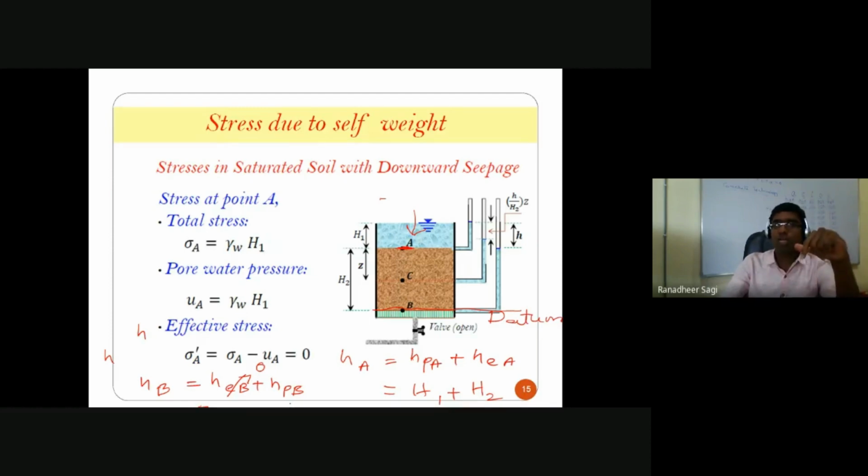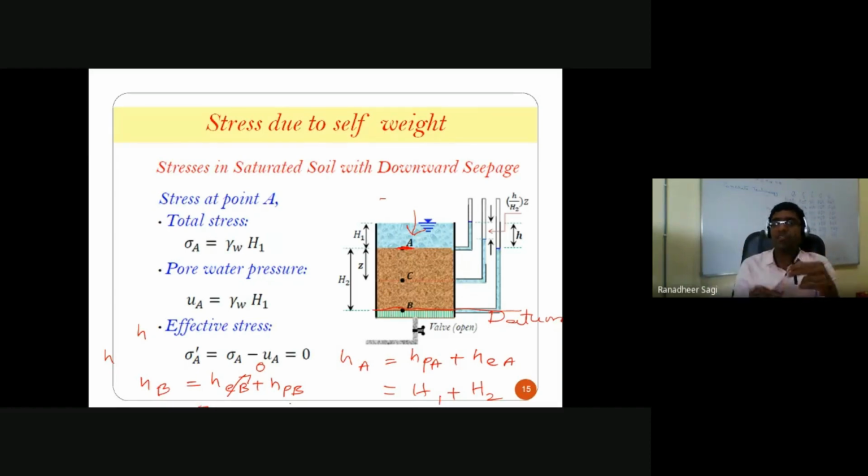Once the valve is opened, the water tries to flow through that valve. And once the water flows through the valve, the soil you are looking at will have flow happening from the top to the bottom, because the valve is at the bottom. Because the water storage is on the top and the valve is at the bottom, the water tries to flow in the downward direction.